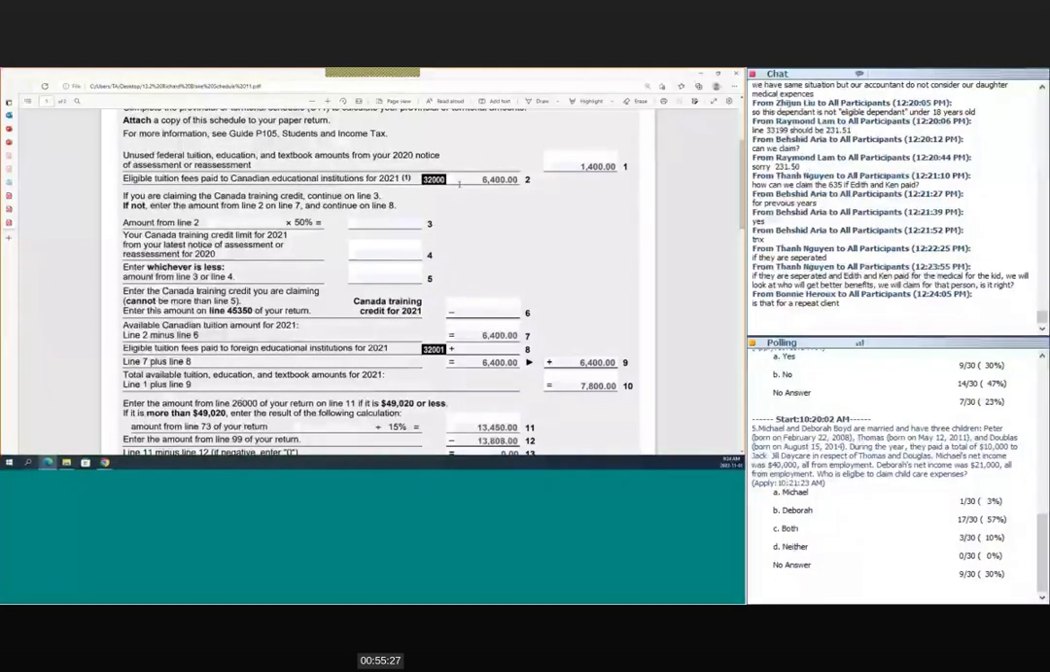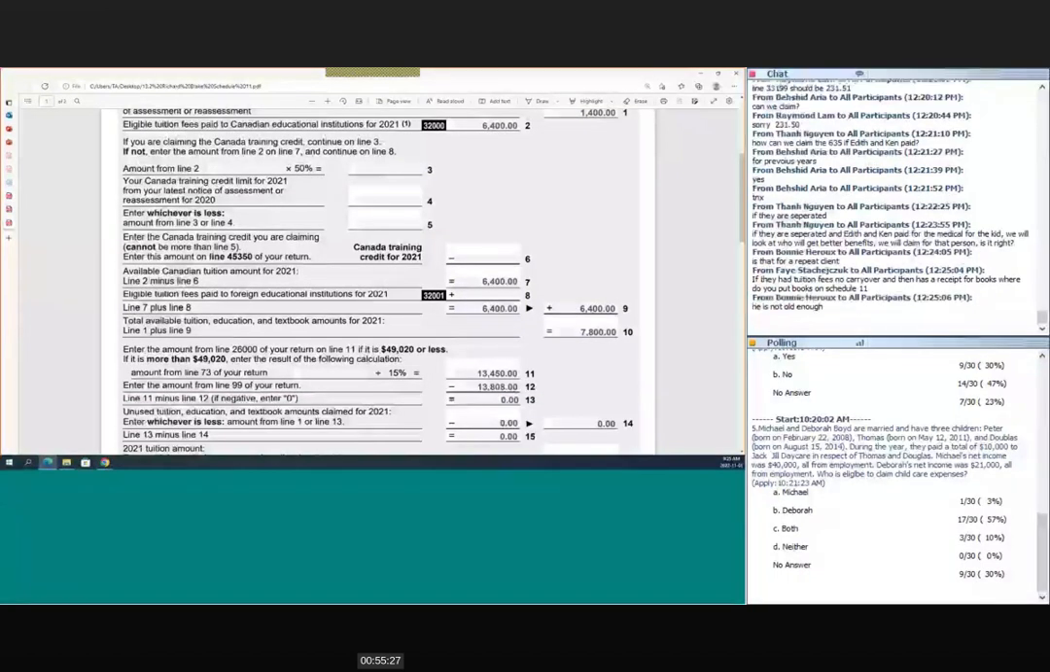Now we have the next line, eligible tuition fees paid to Canadian educational institutions, and we saw on Richard's T2022 that it's 6,400. So we put in 6,400. Now we come to the part where, are you claiming the training credit? No, he doesn't have any training credit because he was born in 98 and it's 2021, so he doesn't qualify. So we're going to ignore that.